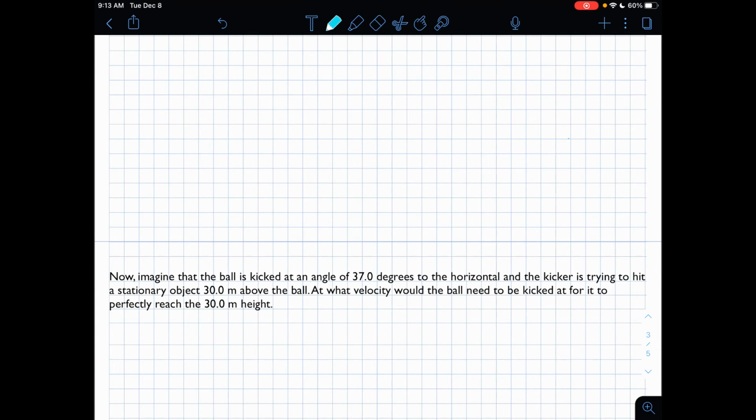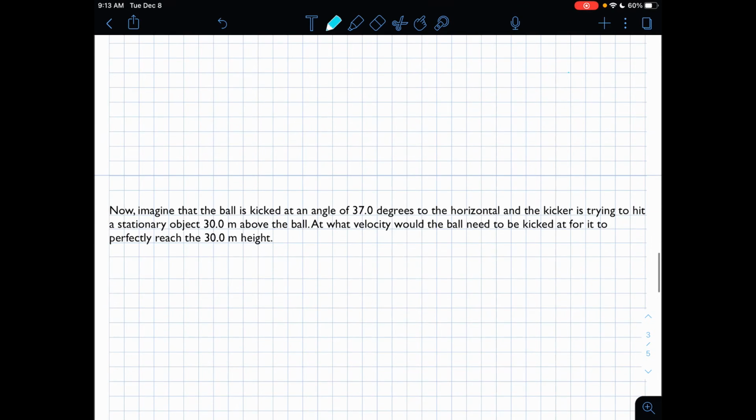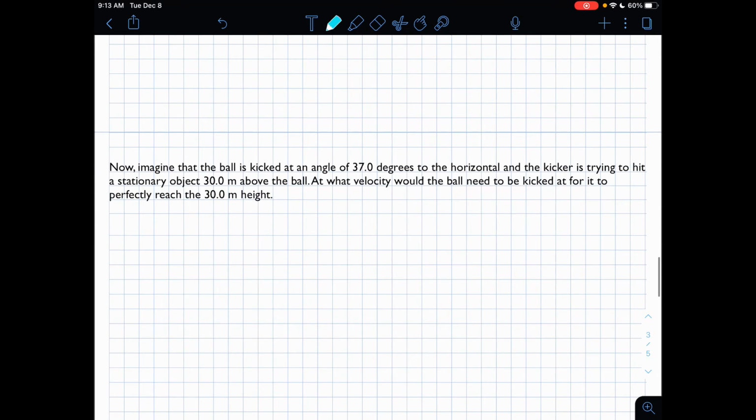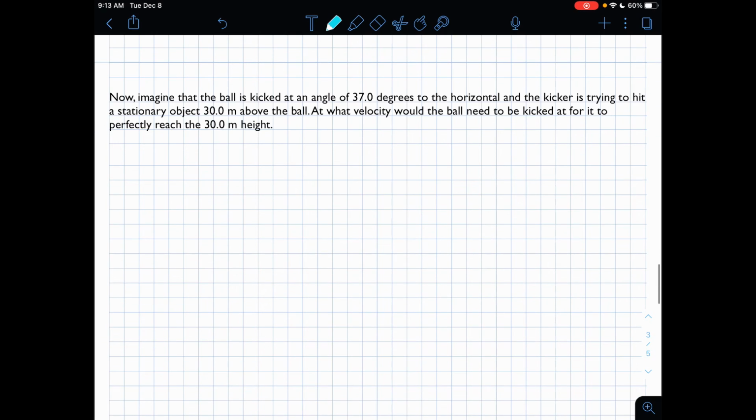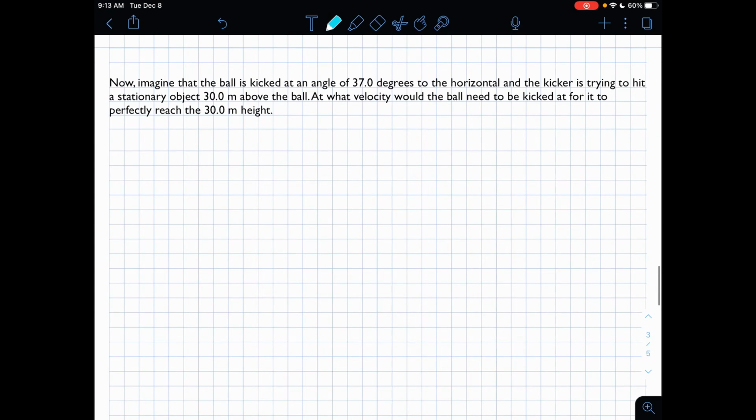Now you can pause the video here, spend some time to work on the second question, or if you feel comfortable with it and you don't need any more practice, let's move on to this one, which is a little bit harder. Now let's imagine that the ball is kicked at an angle of 37 degrees to the horizontal, and the kicker is trying to hit a stationary object 30 meters above the ball. Once again, we draw out our triangle.